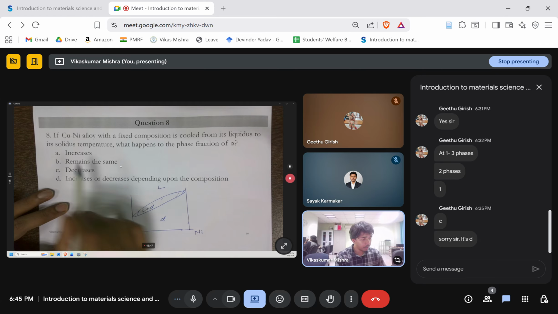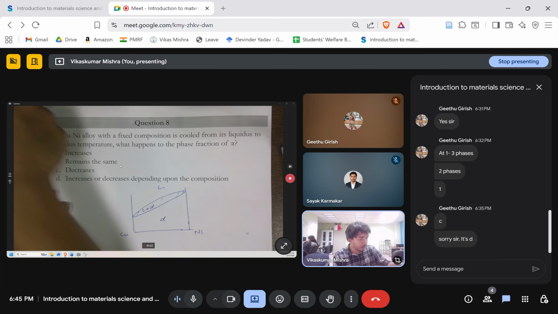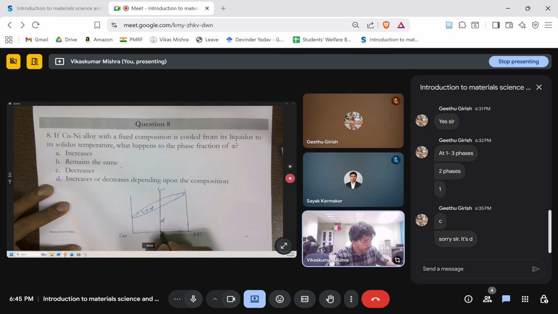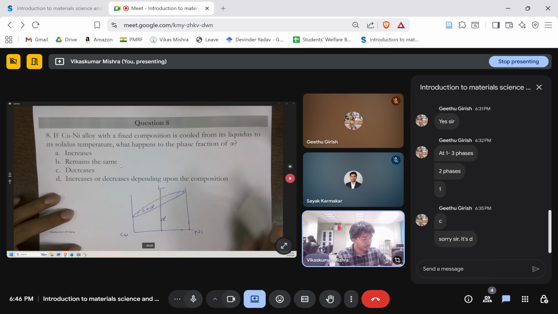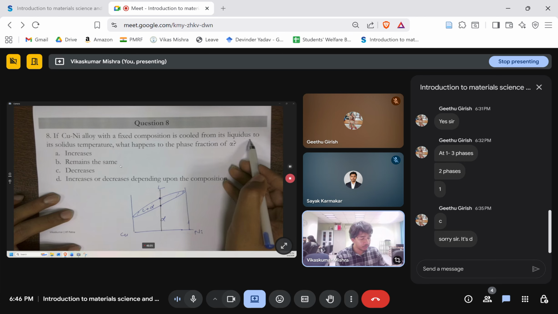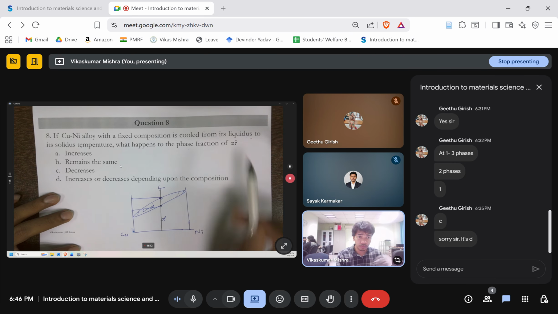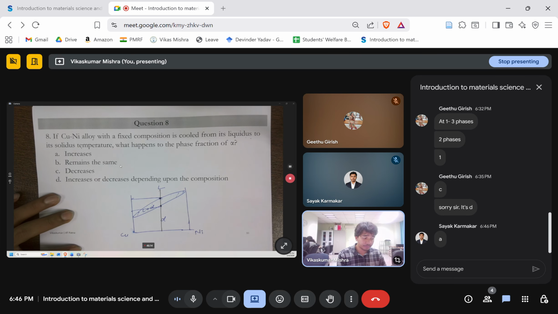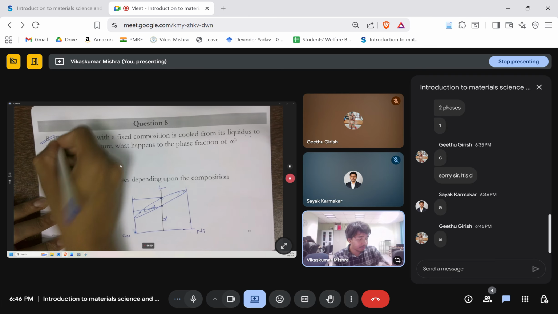Question says the composition is fixed. Let's say we are fixing the composition also, let's say this composition. Cooling from its liquidus, this is liquidus and this is solidus. Cooling from its liquidus to the solidus temperature, we are varying from this temperature to this temperature. What happens to the phase fraction of alpha? How is the alpha changing? Very good, Sam. It's the option A, it will increase.